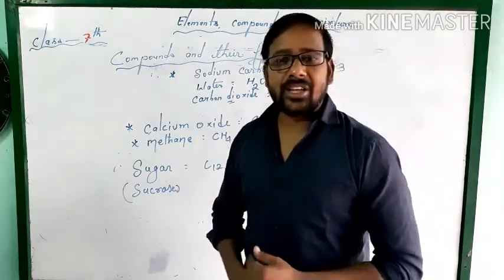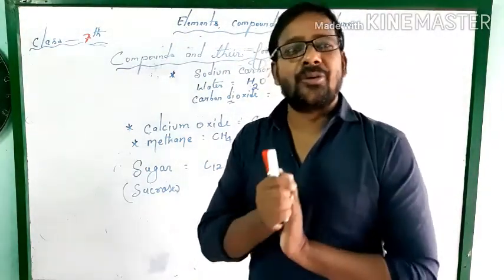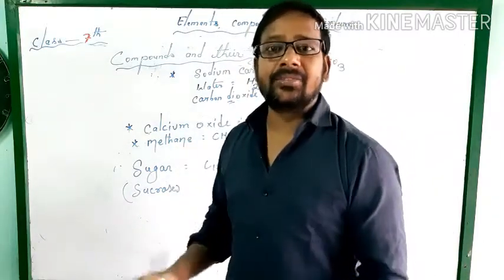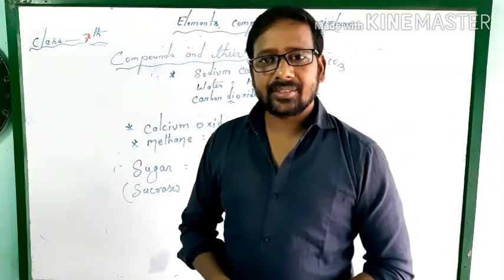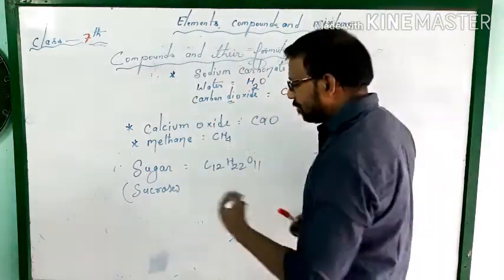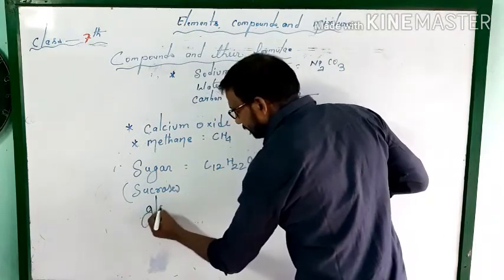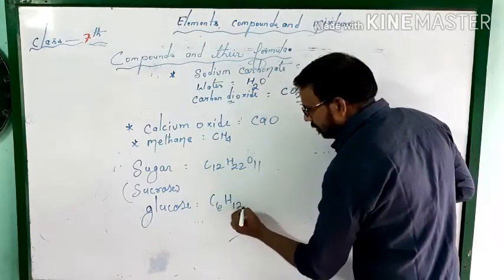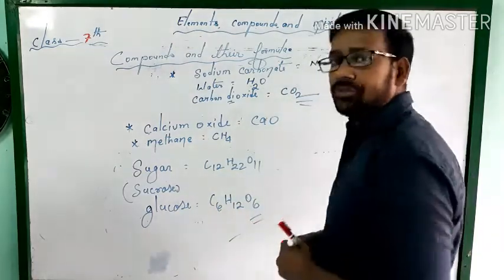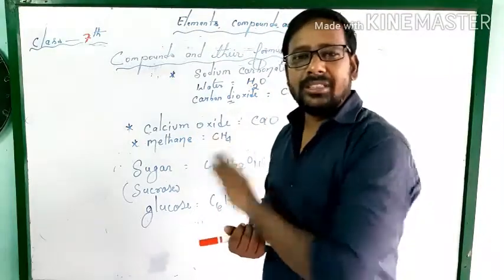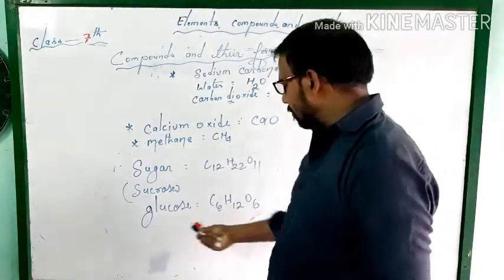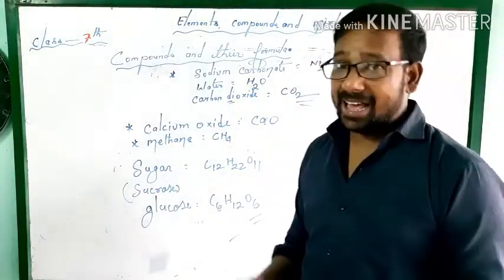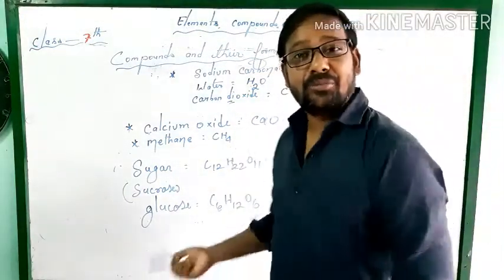Even you are using glucose in your home. Glucose is known as an instant energy giver. Glucose, you know very well. What is the formula of glucose? C6H12O6. Actually fructose is also there, but we don't need to understand that. Simply know the formula of glucose: C6H12O6. We are having glucose, but we don't know the formula of glucose.